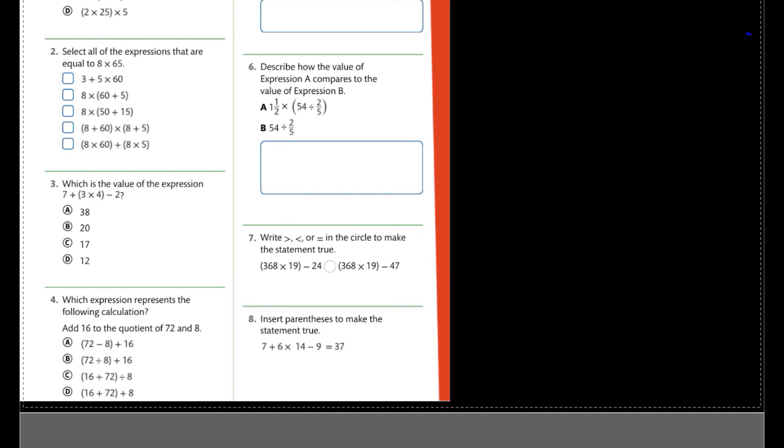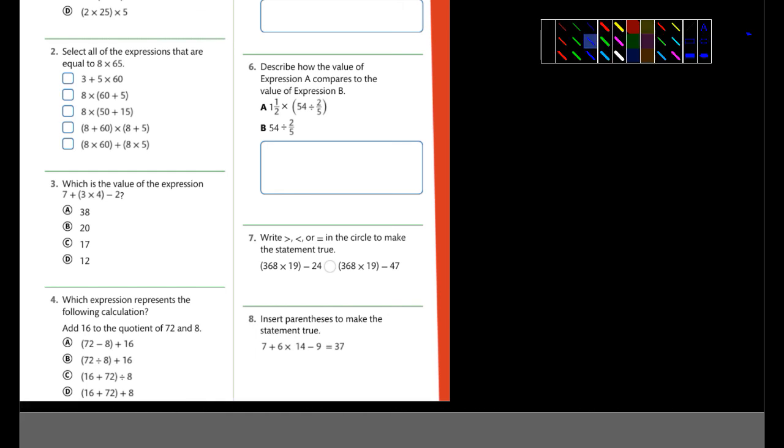Let's see here, number 4. Quotient. It's not a product, it's a quotient. So we're talking about division. Keep that in mind. That's division.